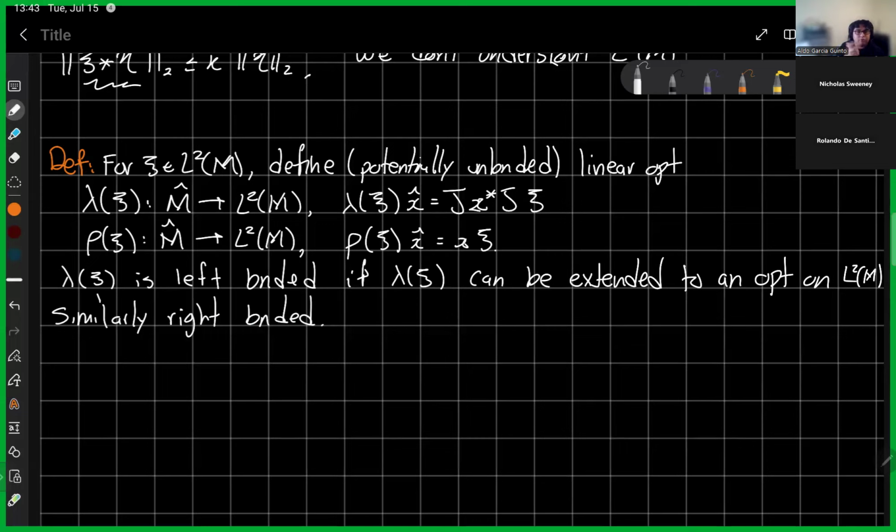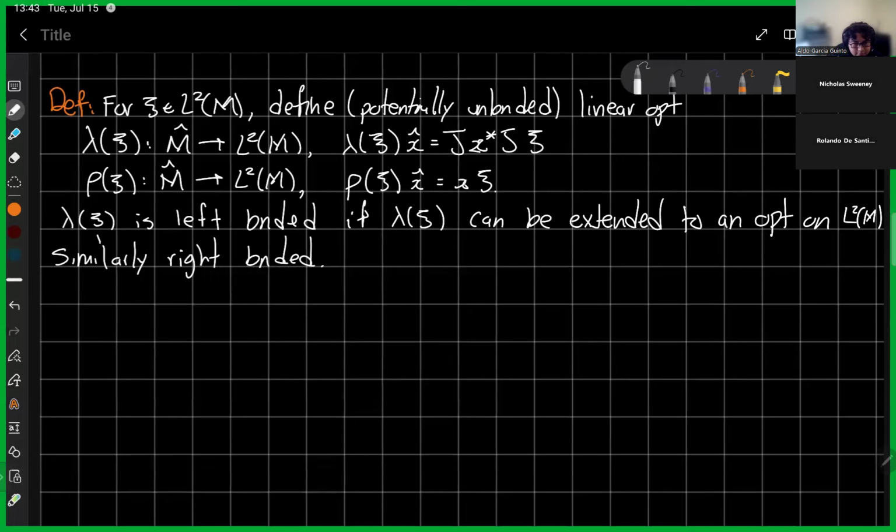Right? You just want rho instead of lambda. Of course, the extension is going to be denoted the same way. We're going to denote it by lambda c and rho c. And then L of M is going to be the set of lambda c such that lambda c is a left convolver, is left bounded, sorry.